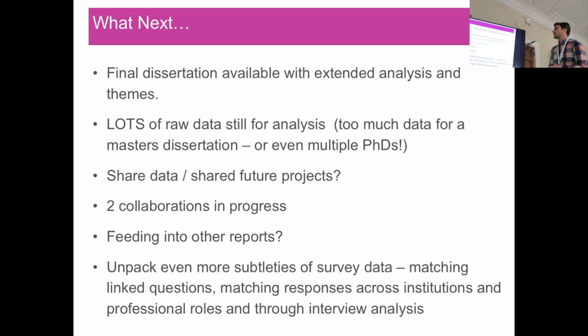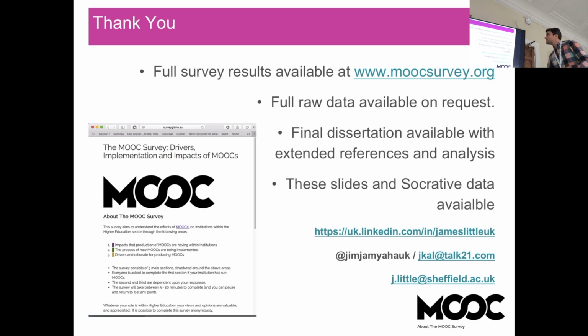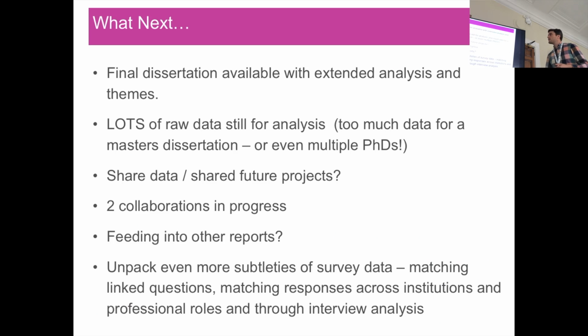There's lots of data for analysis. There are lots of other questions that were asked in the survey, and the full survey results are available here. I can circulate these slides afterwards. There's raw data, and there's also a summary of all of the other questions. There are also two potential collaborations in progress at the moment. So if there are any particular questions or angles that you're interested in, it may well be that the data is there. I'm more than happy to share it with anybody or any colleagues that would be interested.